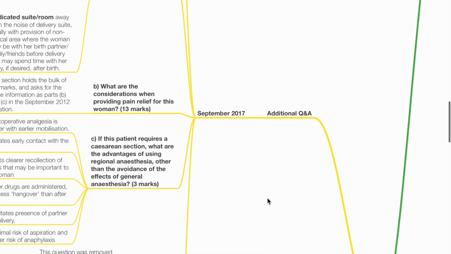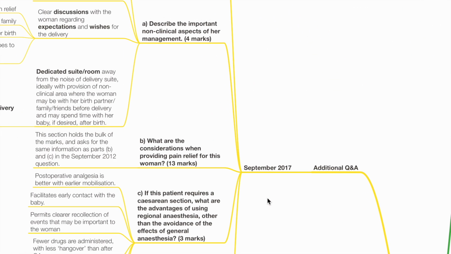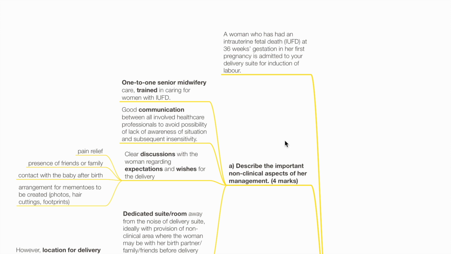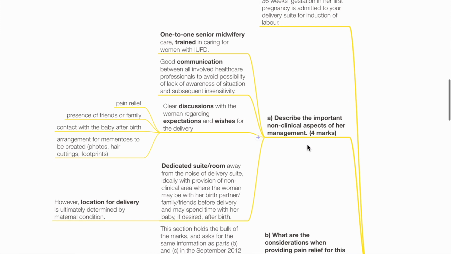Additional Q&A. September 2017 FRCA. A woman who has had an IUFD at 36 weeks gestation in her first pregnancy is admitted to your delivery suite for induction of labor. A. Describe the important non-clinical aspects of her management.